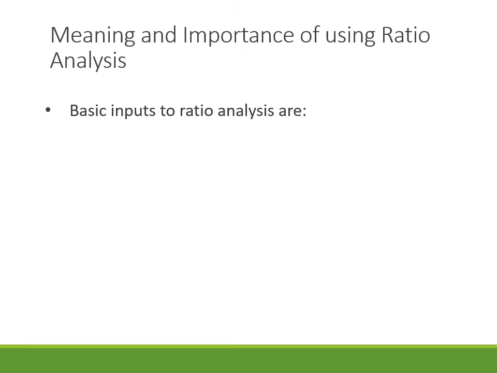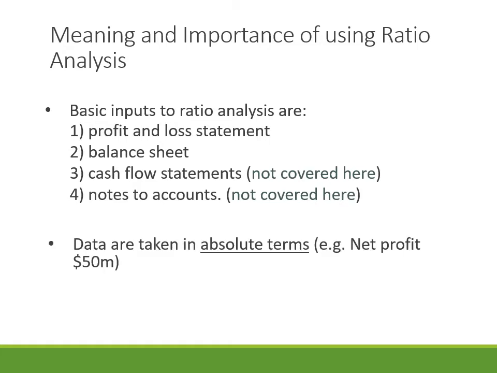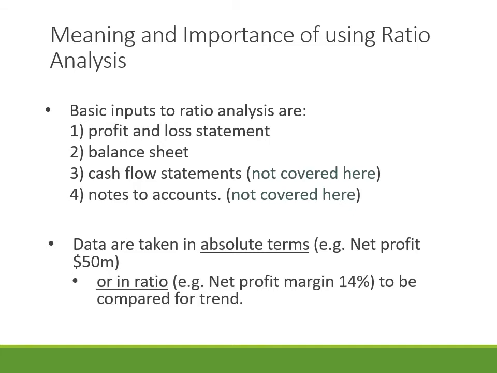Basic inputs to ratio analysis are figures from the profit and loss statement and balance sheet. Regarding cash flow statements and notes to account, we will not cover them in this lecture. Data are taken in absolute terms. For example, net profit 50 million. You will take the whole 50 million as net profit, the absolute figure. Or in ratios like net profit margin 14% is to be compared for trend.